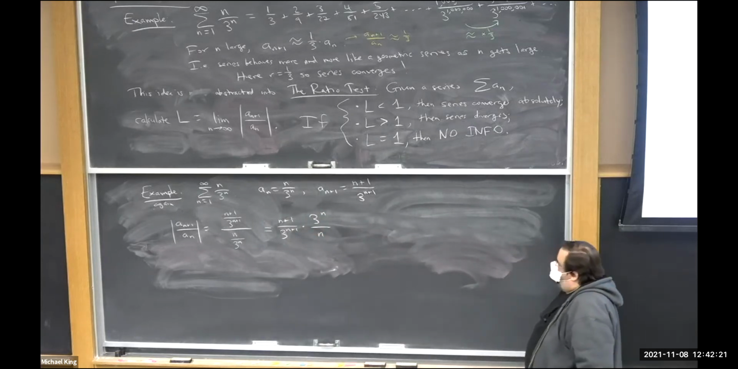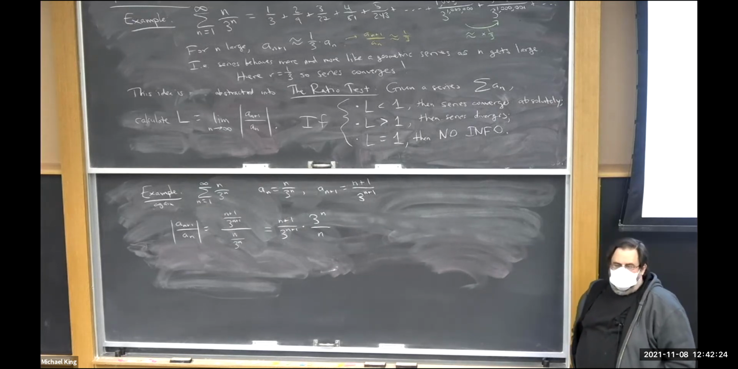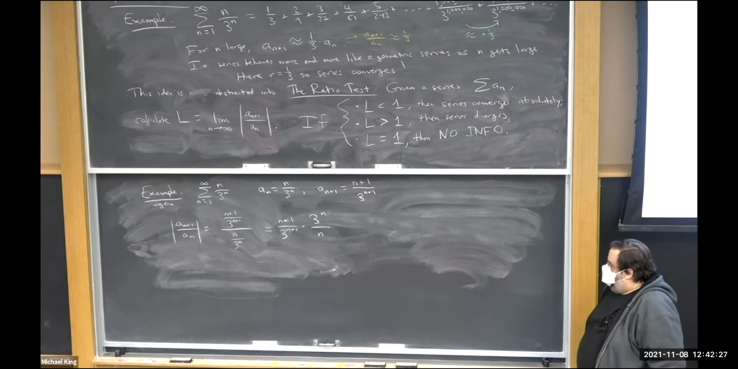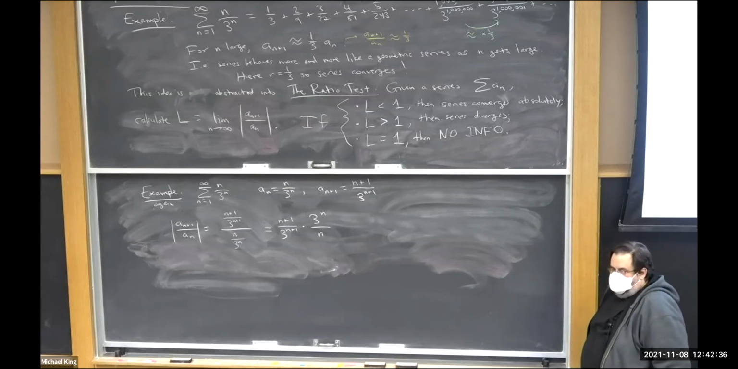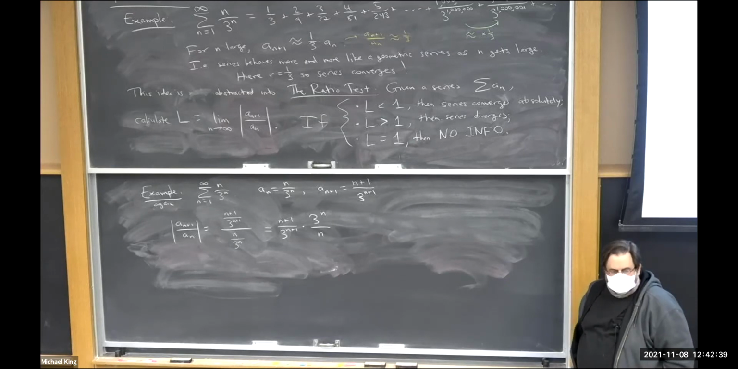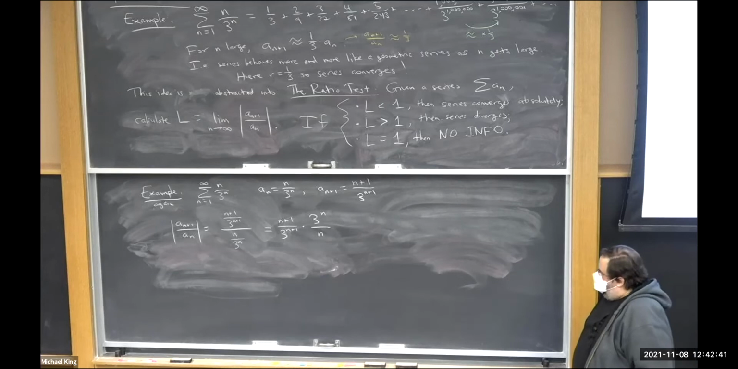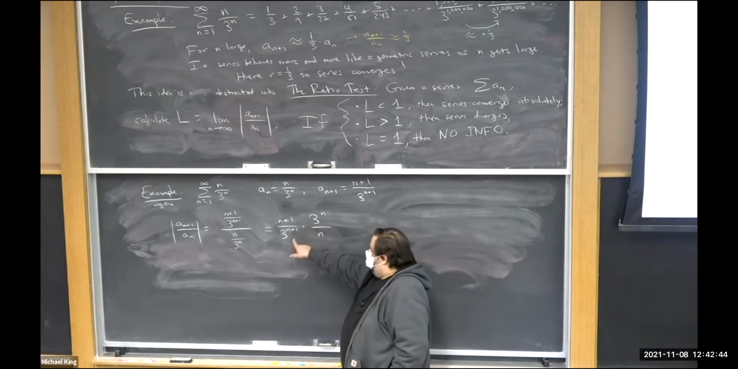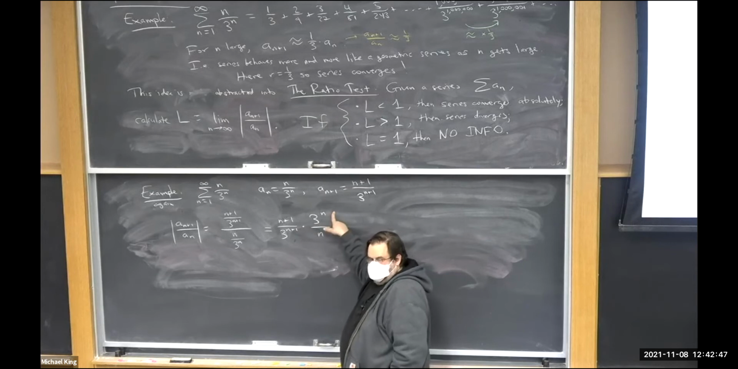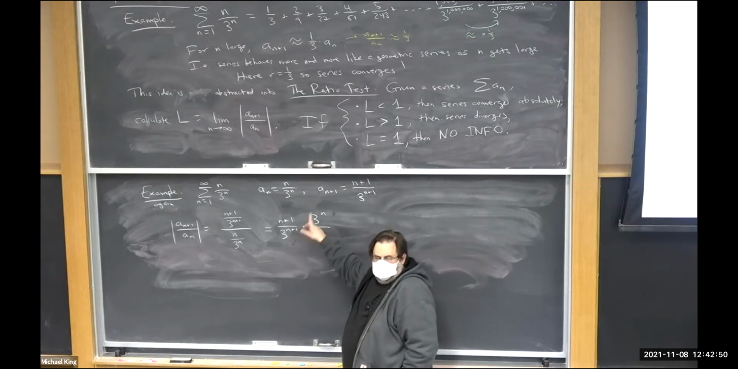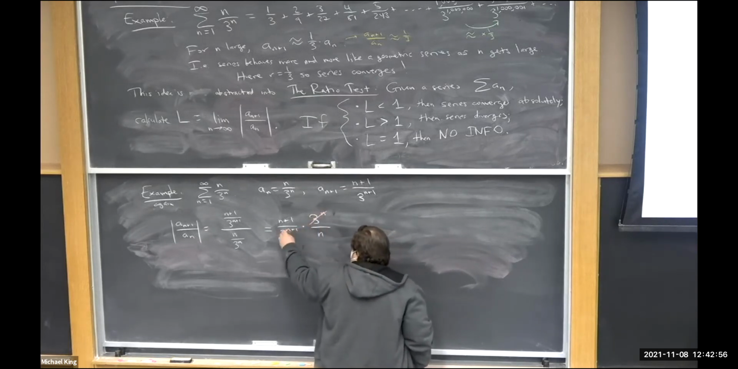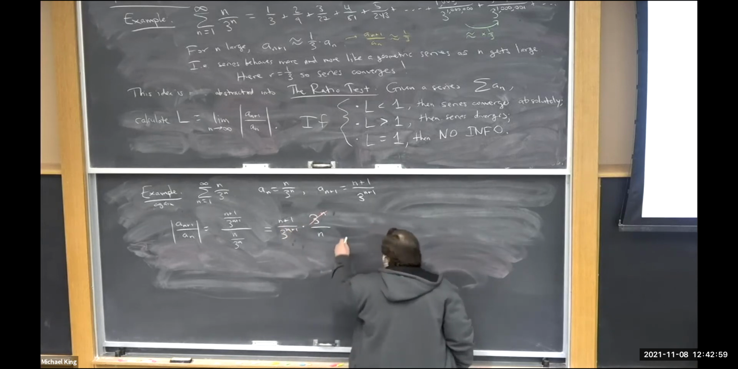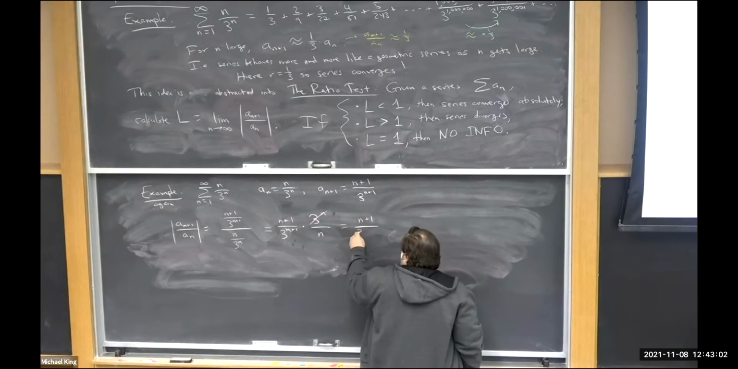And I claim there's some simplification here. I have the number of 3's on the bottom compared to the number of 3's on top. There's one more 3 on the bottom than on top. This is like 3 to the 10th, and that's 3 to the 11th. So the 3 to the n cancels, and you're just left with the 3 on the bottom, right? So kind of like you can cancel this and cancel that. So that's n plus 1 over 3n.